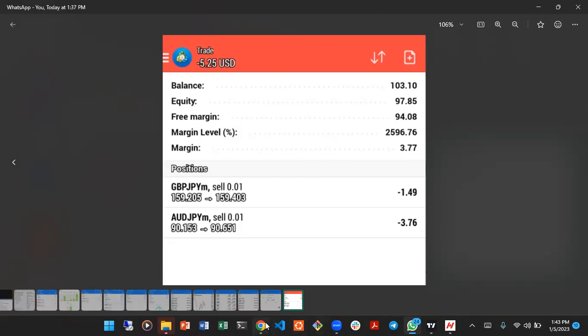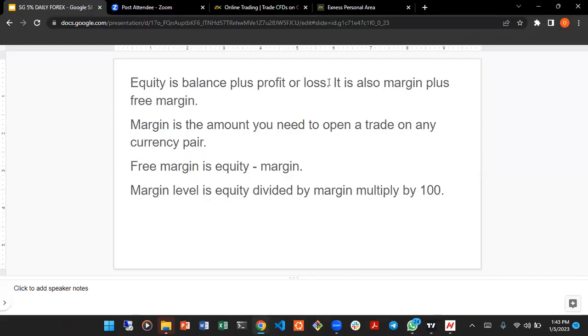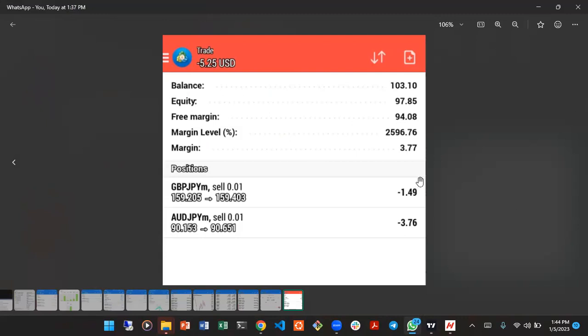Okay, let me define margin so that you will not be confused. Equity, like I said, is the balance plus profit or loss. And it is also margin plus free margin. So margin now is the amount you need to open a trade on any currency pair. So the minimum amount you need to open a trade on any currency pair is your margin. For me, because my trading capital is low, my margin is $3.77. That is the minimum amount I need to open a trade.